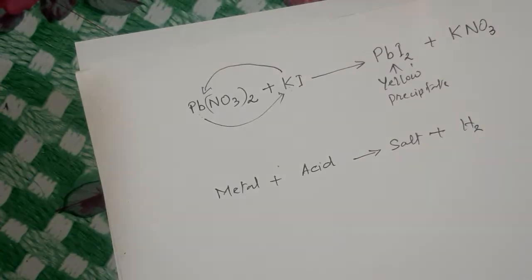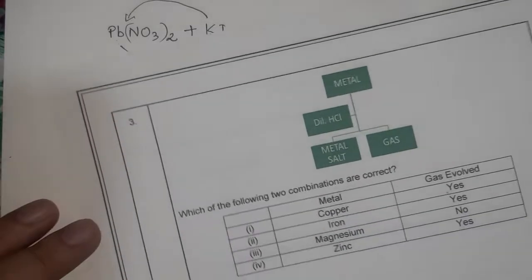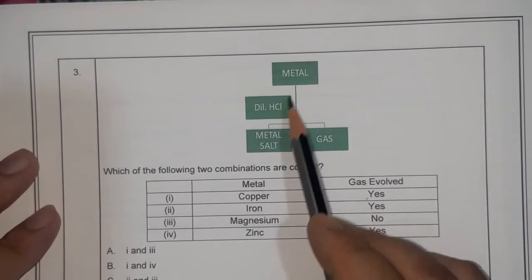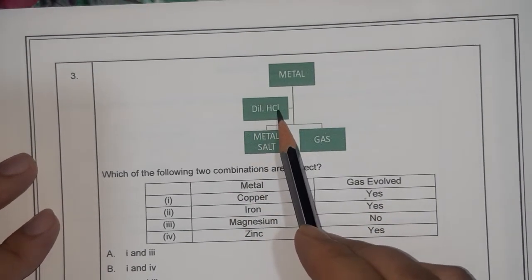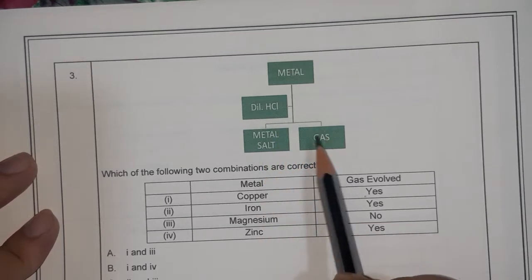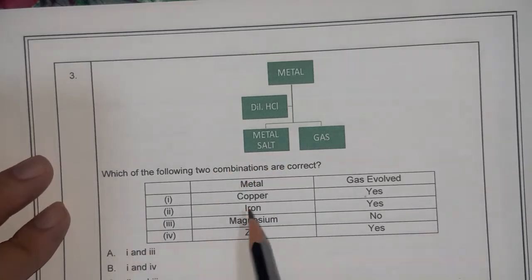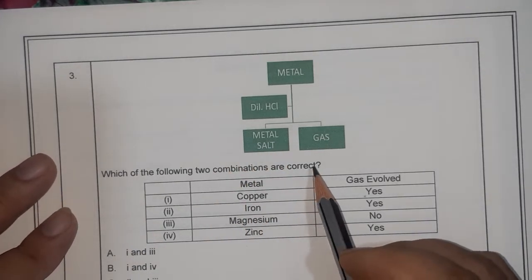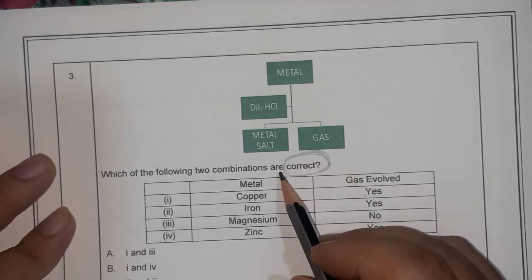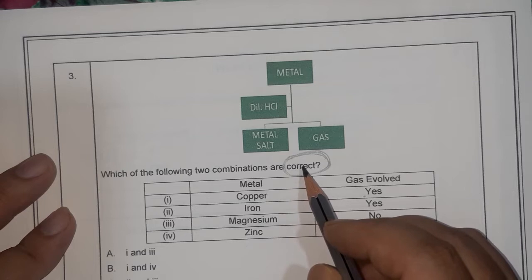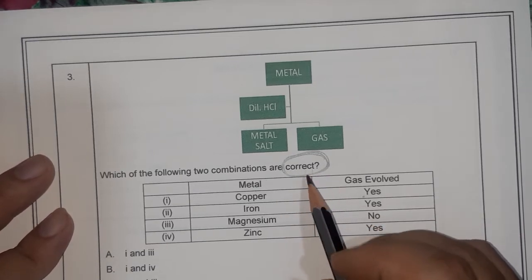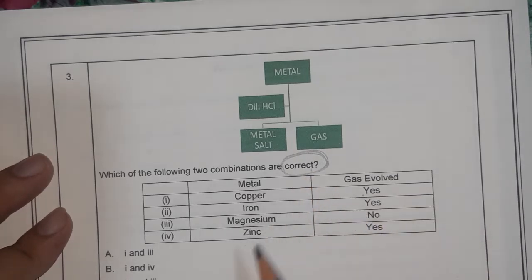So next, the third one, we can see the question. Metal they have given with dilute hydrochloric acid, which gives metal salt and gas. This you already know. Now they have given some combinations and you need to find the correct combination. Always you see this part, because sometimes they may write which one is not correct, or sometimes they write correct or not correct. So you need to see it properly. Here they have given correct, so you need to find the correct one.